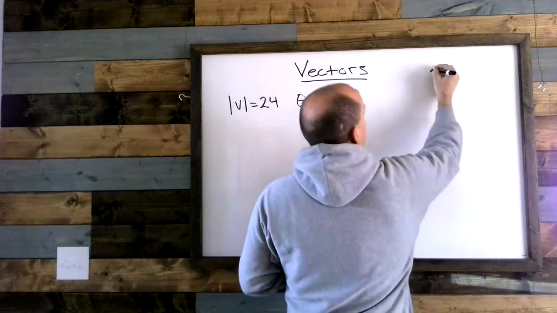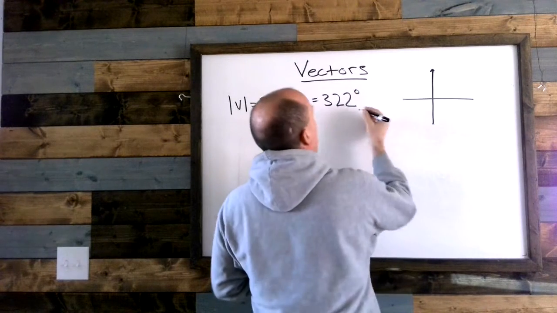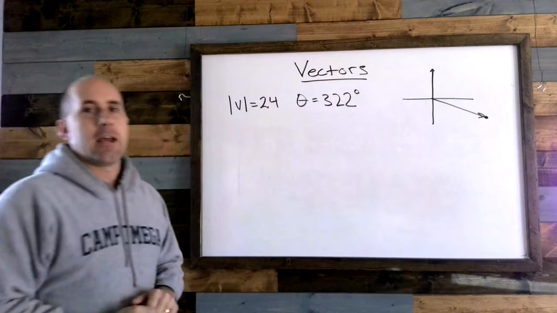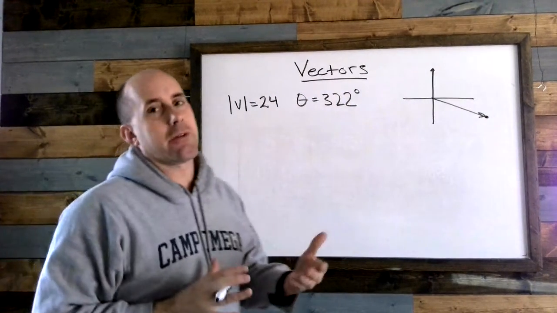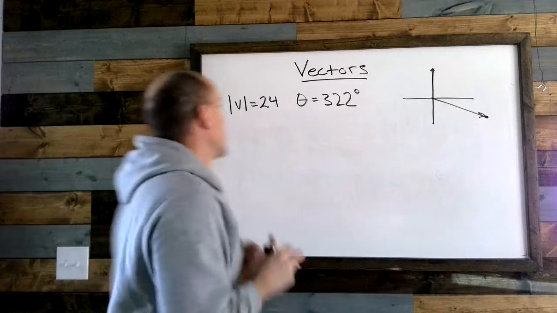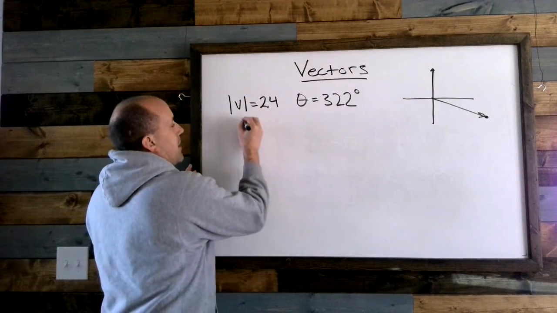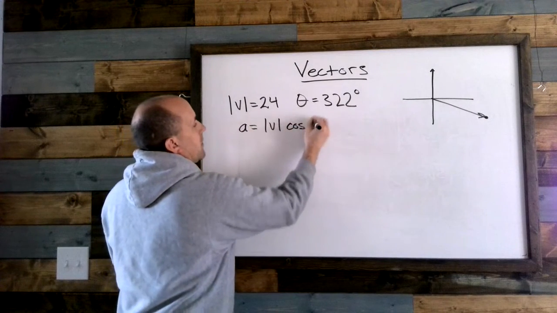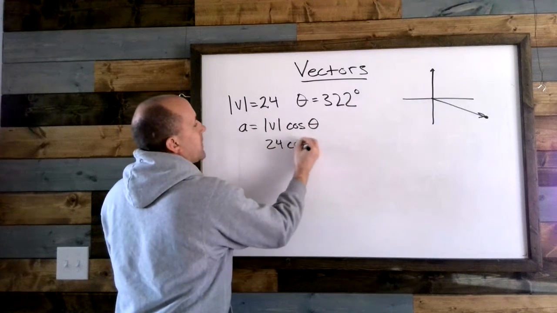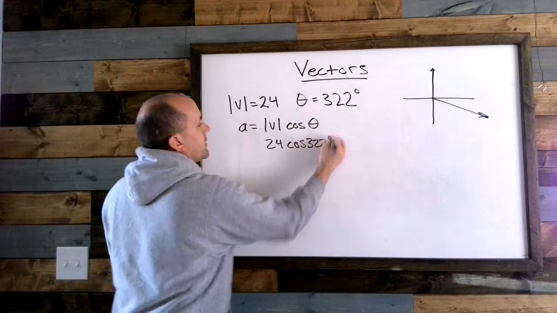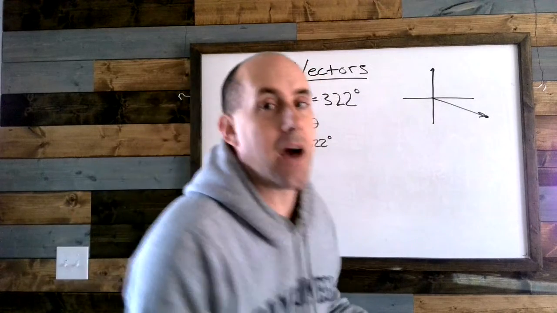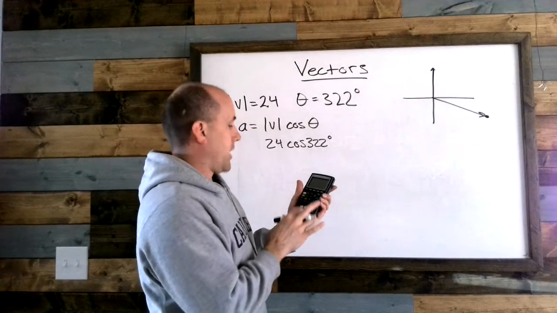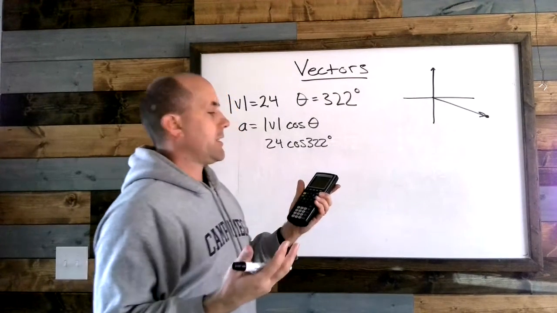So, if you think about the graph, 24 and 322 degrees, it'll be something like that. Okay? And it's not 315, it's not 330, it's not 300, it's 322. So all we can do is say A is equal to the magnitude of the vector times the cosine of theta, or 24 times the cosine of 322 degrees. So I can't come up with the exact value. I need to come up with it on my calculator. So I do 24 times the cosine of 322, and I get 18.91.